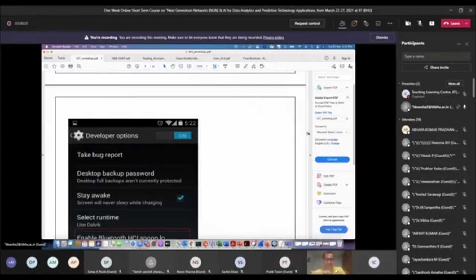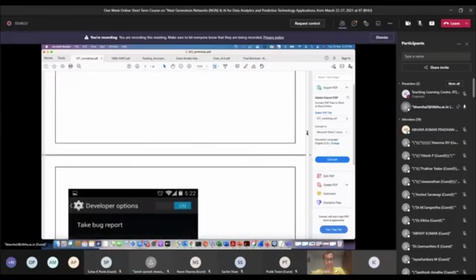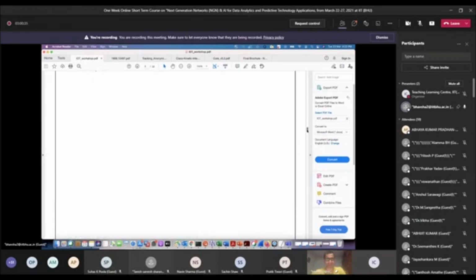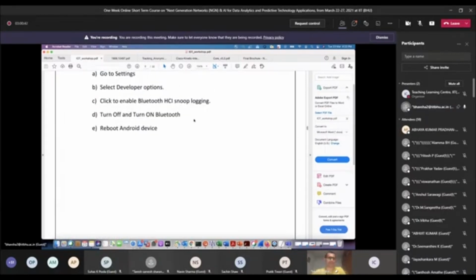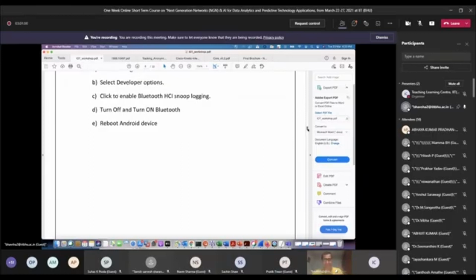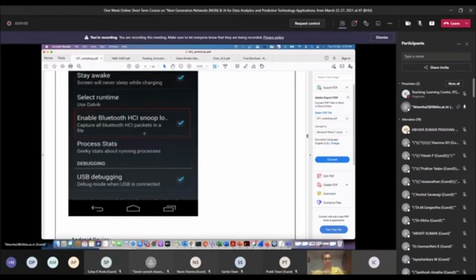So as you can see, you need to enable the developer options, and these are the steps to do that. Go to settings, select developer options. You need to enable that, and then you enable Bluetooth HCI Snoop logging, and then disable and enable the Bluetooth. So what it does is basically the interactions of your application with any device on Bluetooth would be saved in this file. The name of the file is btsnoophci.log.